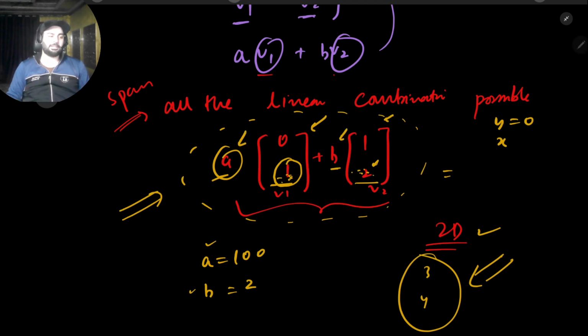Okay. So are you convinced now that these two vectors can span all of 2D? That's why it's called span. Span basically means where you can reach. Yes, sir. Okay.